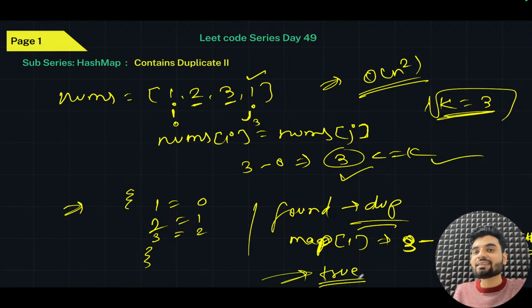Otherwise, if we do not get any single value, then we return false. So this is the logic, and I hope the logic is quite clear to all. We have to check the difference of indexes of the duplicate values, and that difference should be less than or equal to k.